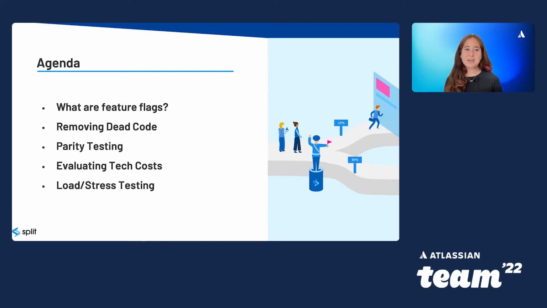But today I'm actually going to be talking about feature flags, which is what my company Split does, which is how I know a lot about those as well. So we're going to go through a little bit of what feature flags are in general. I know this isn't quite what the title said, but I want to make sure we're all on the same page and have the same background before I get into some of the more specialized use cases. Those are going to be removing dead code, checking parity, evaluating tech costs, and then some load and stress testing, all using feature flags.